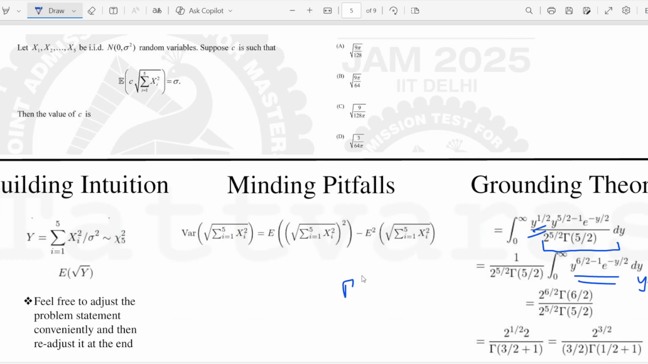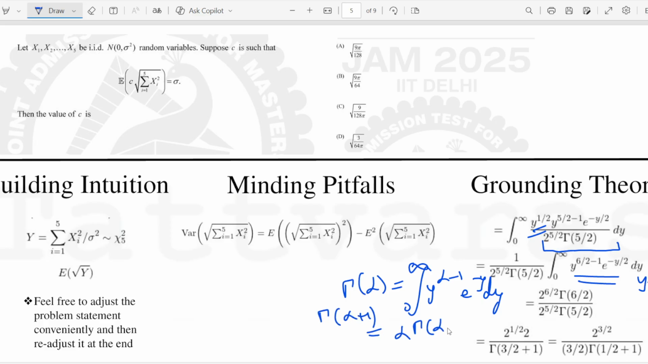And we should also know the gamma function, by the way, that gamma alpha is essentially the integral from 0 to infinity of y to the power alpha minus 1 e to the power minus y dy. And gamma alpha plus 1, this is a property of the gamma function, equals alpha times gamma alpha, and gamma half equals root pi. These three things must be known about the gamma function. So when we express this in gamma function, we simply use the properties of the gamma function.